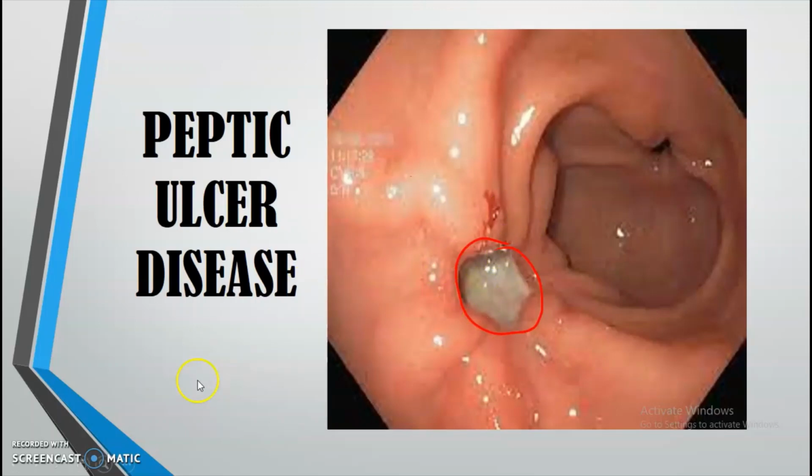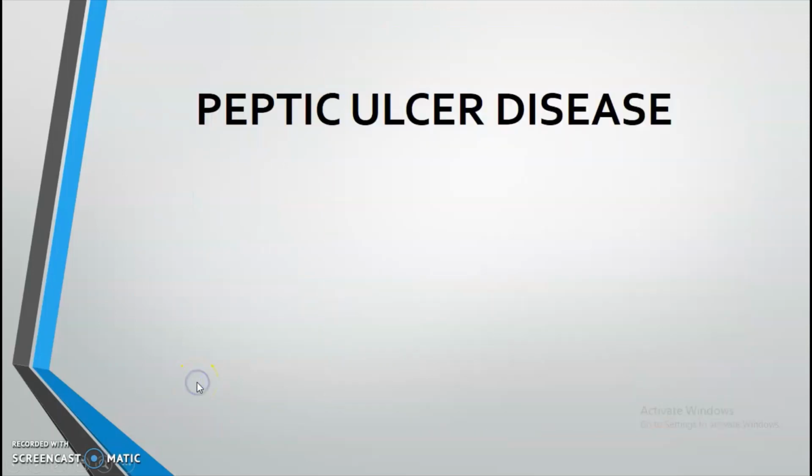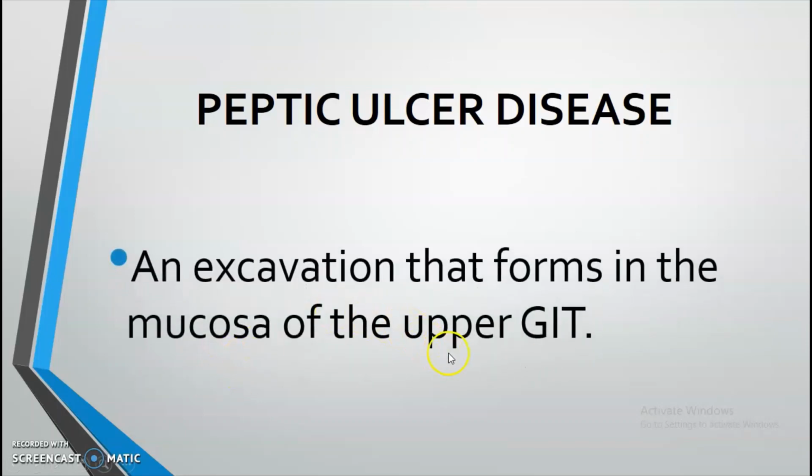So with this picture, let us define what is PUD or peptic ulcer disease. PUD is an excavation that forms in the mucosa of the gastrointestinal tract. So your gastrointestinal tract is basically from your mouth to anus, and your peptic ulcer disease is commonly affecting your esophagus, your stomach lining, and of course your small intestine or your duodenal lining.